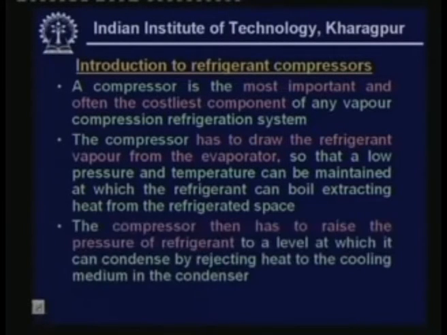Not only that, it also has to raise the pressure of refrigerant to a level at which it can condense by rejecting heat to the cooling medium in the condenser. That means typically a compressor will have a suction side and a discharge side. On the suction side, refrigerant vapor from the evaporator enters into the compressor. This refrigerant vapor gets compressed in the compressor and is discharged to the condenser where it can condense. So this is the primary objective of any compressor.